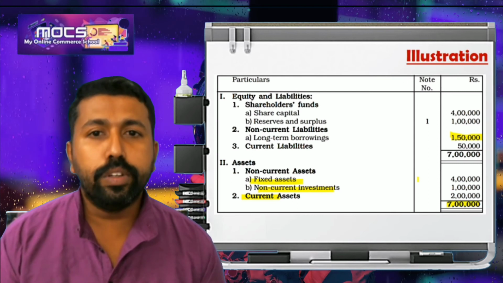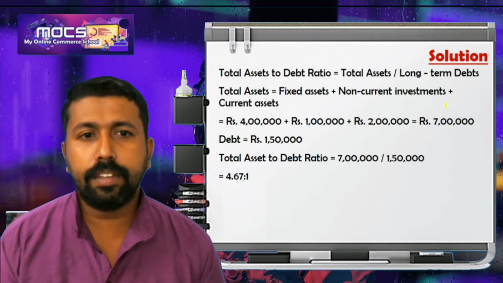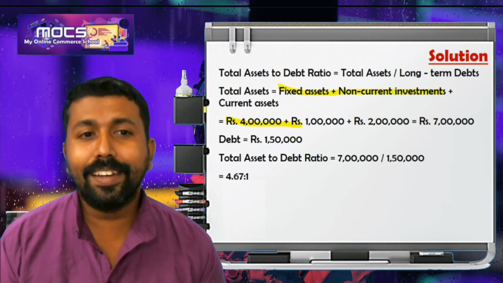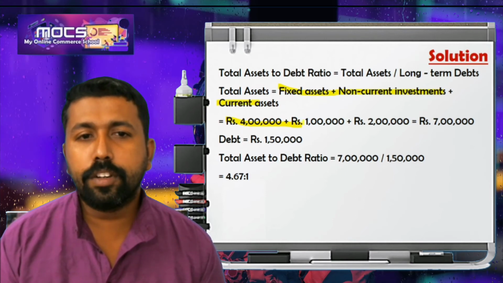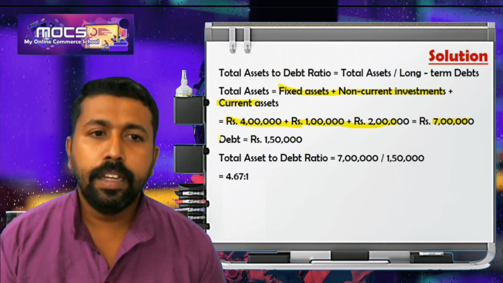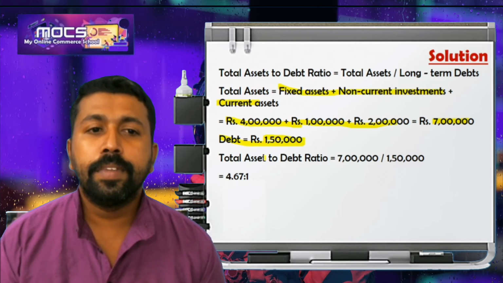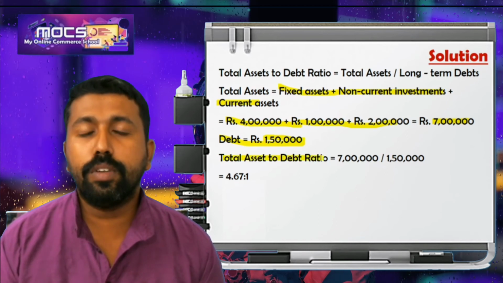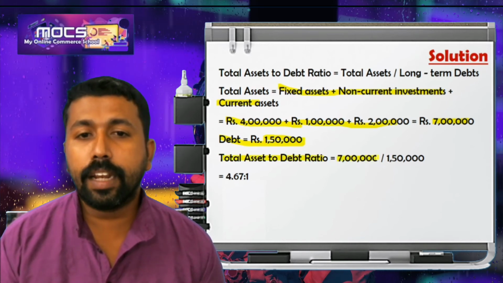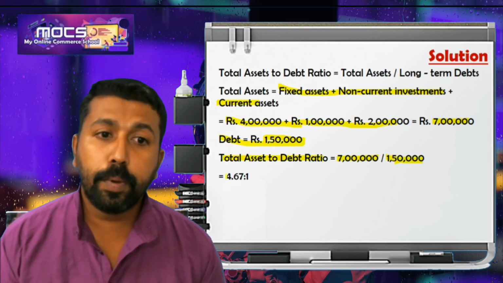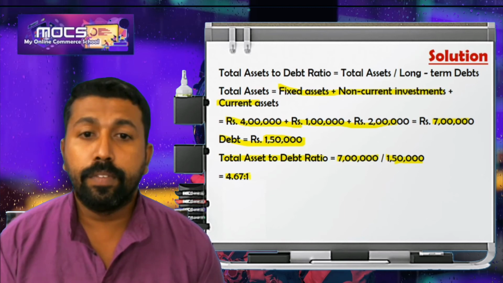Let us see the solution. So total asset will be the total of all those three items: fixed asset, non-current investment and current asset. So it will be a total of rupees 7 lakh, the total of all assets. And debt means only long-term borrowings, that is 1,50,000. Total asset to debt ratio will be 7 lakh total asset divided by 1,50,000. So 4.67 is to 1.